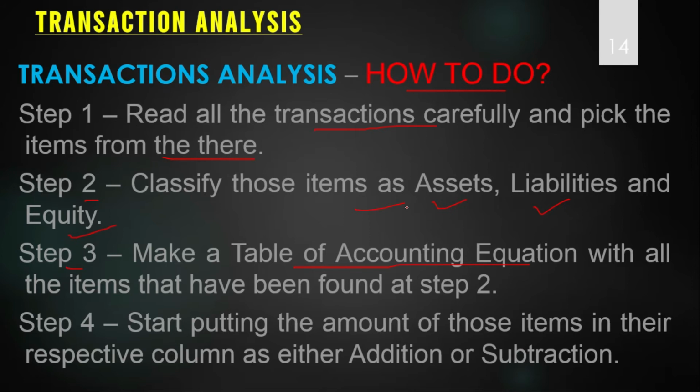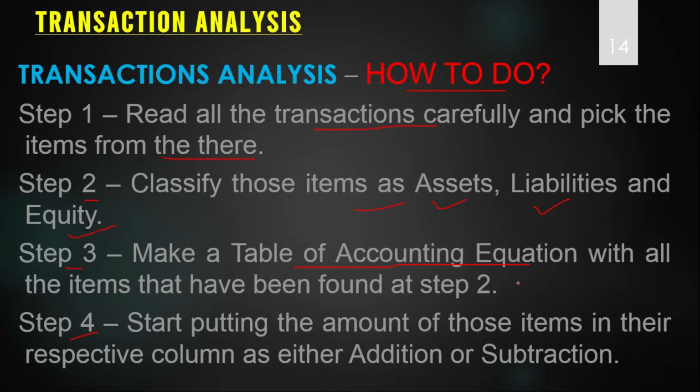Suppose if you find 3 items under assets, so make 3 columns under the major column of assets. Suppose you find 2 items of liabilities, so make 2 columns under the head liabilities. And for equity, you can also do the same thing. Now, after the third step, come to step 4.